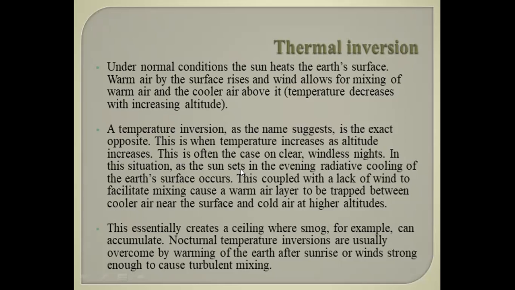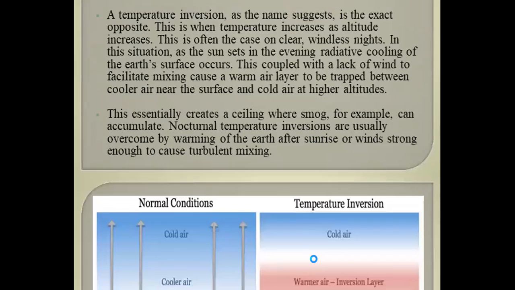In this situation, as the sun sets in the evening, radiative cooling of the Earth's surface occurs. This, coupled with lack of wind to facilitate mixing, causes a warm air layer to be trapped between cooler air near the surface and cold air at the higher altitudes. This essentially creates a ceiling where smoke, for example, can accumulate. Nocturnal temperature inversions are usually overcome by warming of air after sunrise or winds strong enough to cause turbulent mixing.